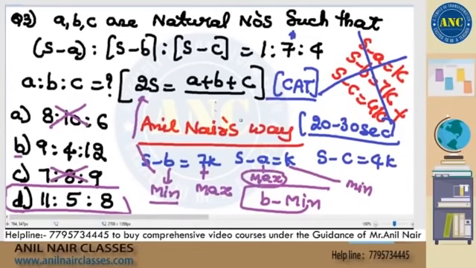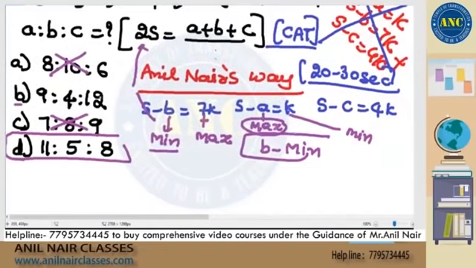Next, S minus A is 1. 1 is lowest, and A is preceded by a minus sign. If 1 is minimum, A should be maximum. In the ratio, A should be maximum. 11 is to 5 is to 8.